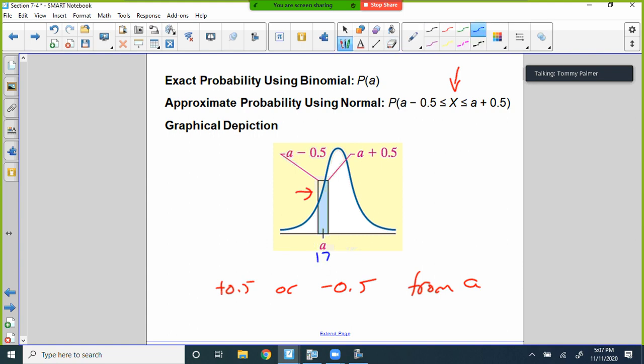If A was 17, we would really be looking at 16.5 all the way to 17.5 if we were to do a normal approximation of binomial probability. That's to take this into account, because if you only do right here, then you're missing half of the binomial probability. You have error there, okay?